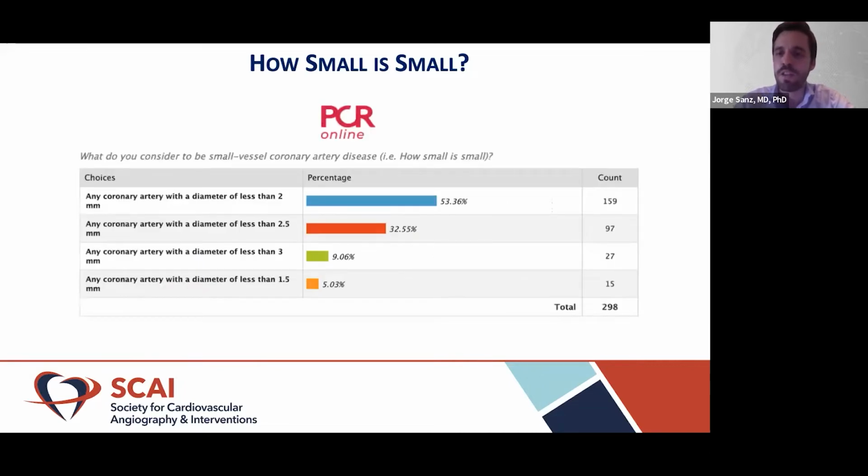But this heterogeneity is not only found in clinical research, but also in daily clinical practice. As we can see in this poll from EuroPCR, almost 300 interventional cardiologists were asked what they consider a small vessel, and there was not a uniform criteria to define a small vessel.